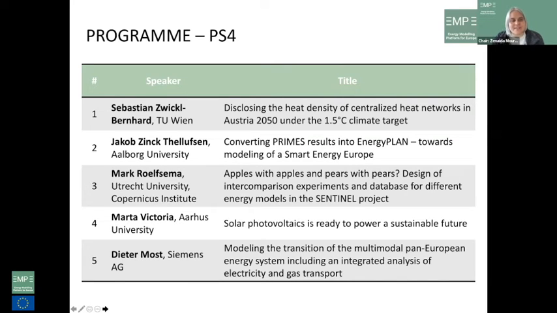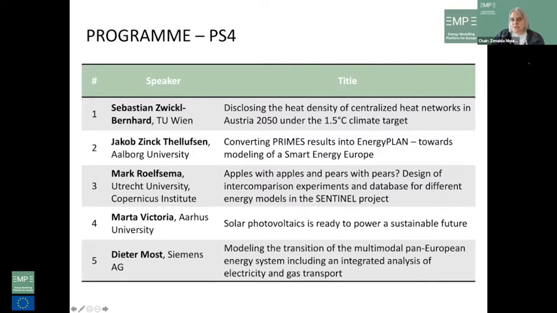The first speaker is Sebastian from TU Wien. He'll be talking about heat density of centralized heat networks for Austria 2050 under a 1.5 climate target. That presentation will be followed by Jakobs from Aalborg University, who will be talking about integration across models, so converting primes results into energy plan.